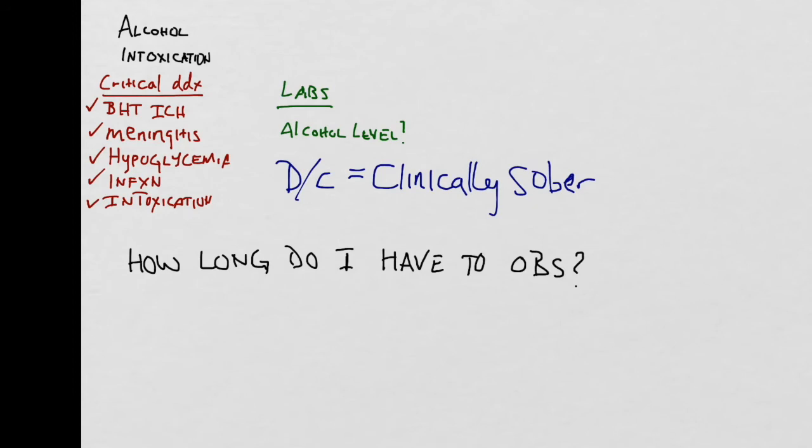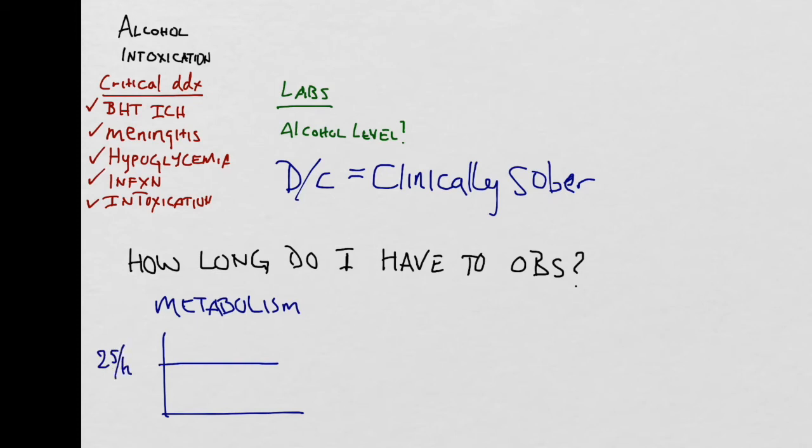So how long do you have to obs them? In order to figure this out, you'll have to understand the metabolism of alcohol and how fast it takes for alcohol to clear the system. So let's go ahead and draw this out. In general, alcohol is cleared at a zero order rate, which means nothing you do will cause a person to sober faster. Although it is difficult to study the rate of metabolism, it is believed to be around 25 milligrams per deciliter per hour. You can give the patient all the caffeine or IV fluids in the world, but it will not cause the alcohol to clear faster.